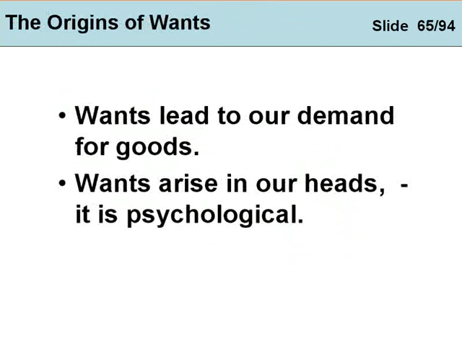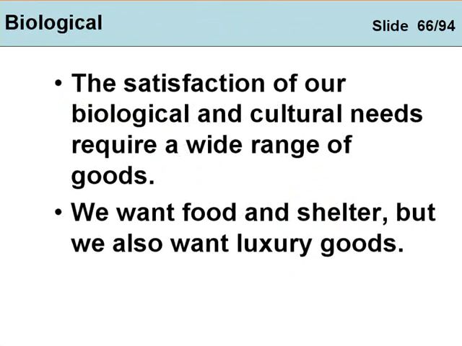Wants lead to our demand for goods. Wants arise in our head. It's a psychological thing. It's to do with what we want. And what we want is the satisfaction of our biological and cultural needs. And we do this with a range of goods. For example, we want food and shelter and security. But we also want luxury goods.